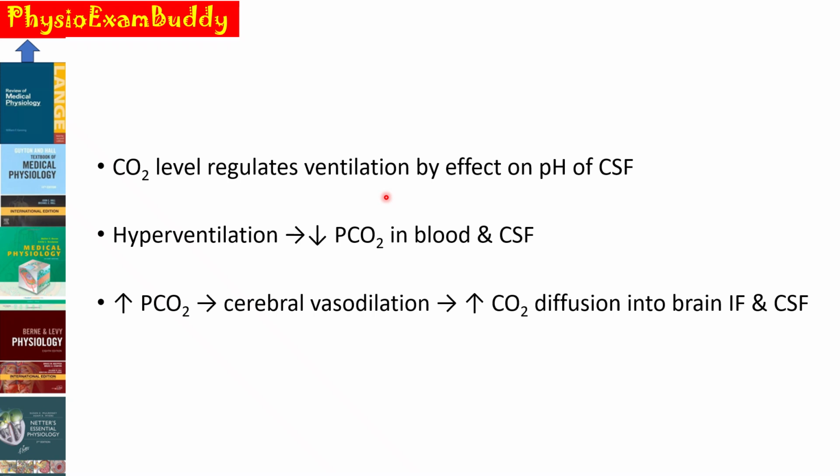The resulting hyperventilation will reduce the partial pressure of carbon dioxide in the blood as well as the cerebrospinal fluid. And the cerebral vasodilatation, which accompanies the increase in the arterial partial pressure of carbon dioxide, will enhance the diffusion of carbon dioxide into the brain interstitial fluid as well as into the CSF.